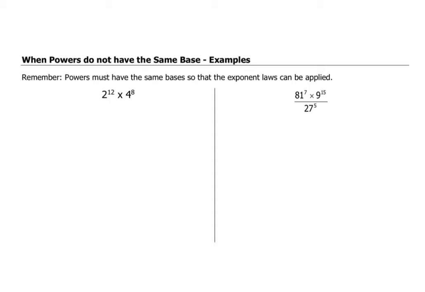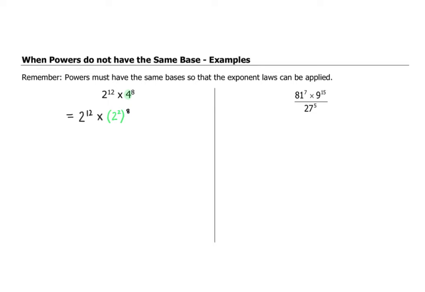For instance, in the first question, we have 2 to the power of 12 times 4 to the power of 8. They don't have the same base, so we can't use the exponent laws, unless we reconsider the fact that 4 could also be written as 2 to the power of 2. If we do that, then all of the powers have the same bases and we can use the exponent laws.